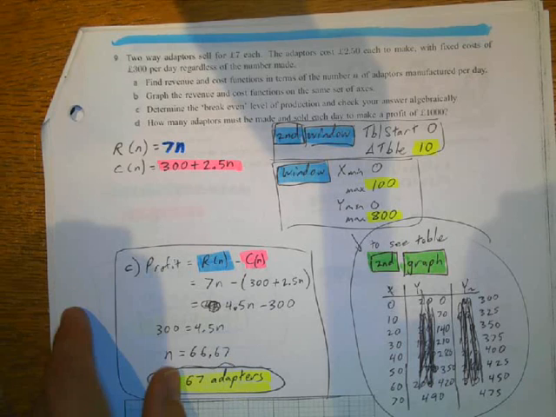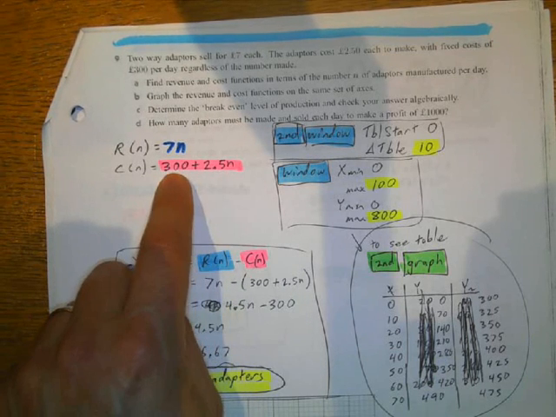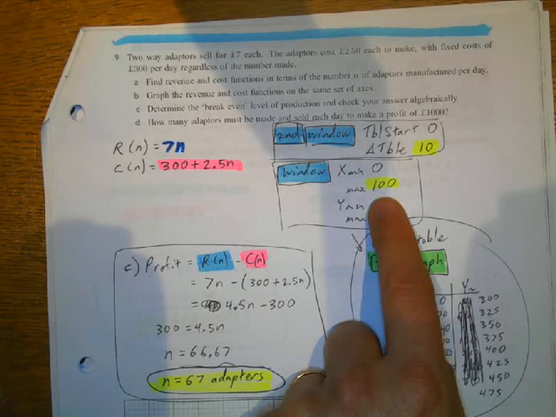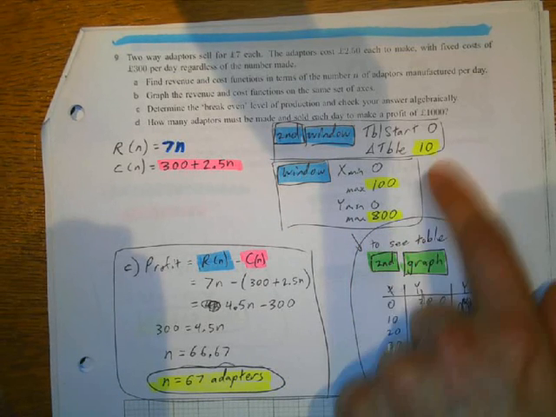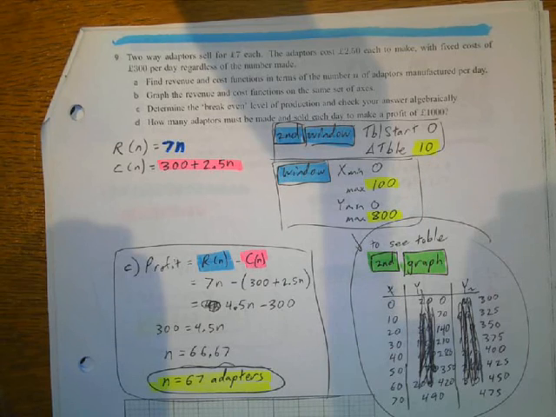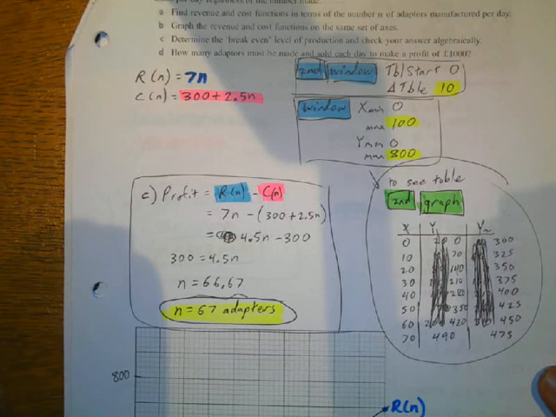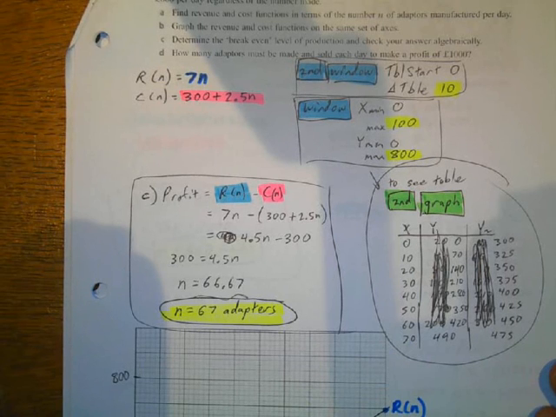Okay, so looking at this, I know the Y max needs to be bigger than 300, so I set it up to 800, and the X max I set it up for 100, and the delta TBL I set it for 10, and then that gave me this data here. You might want to hit pause to check your data with your calculator.